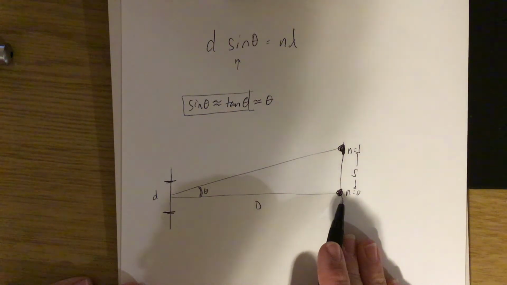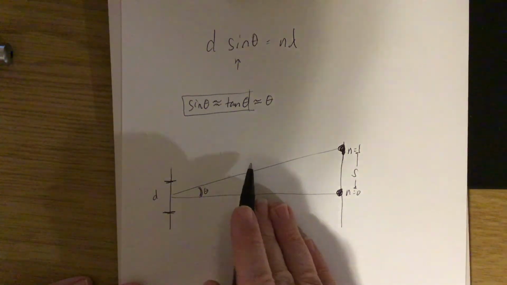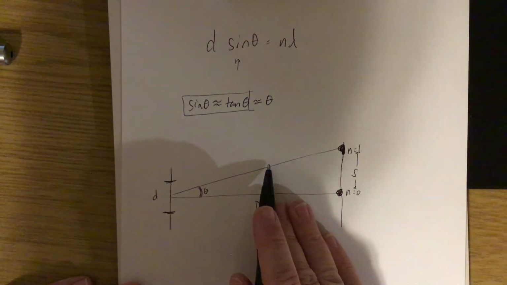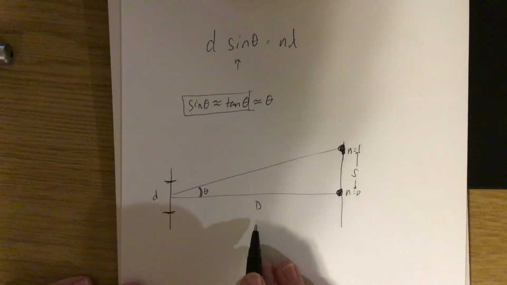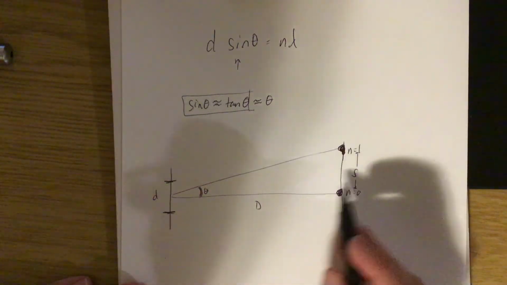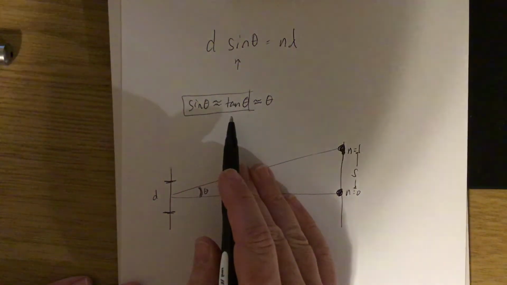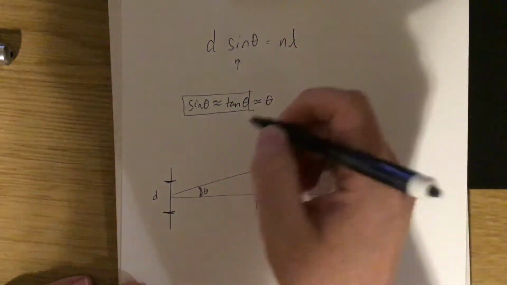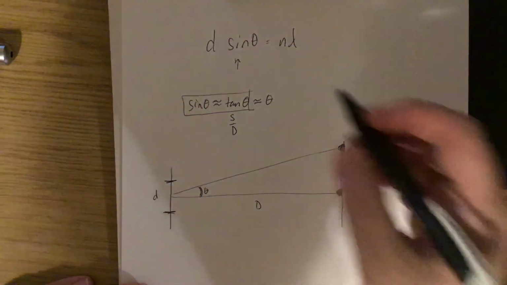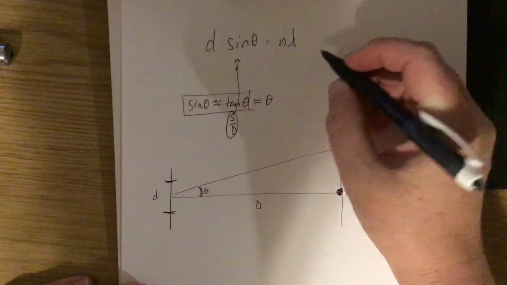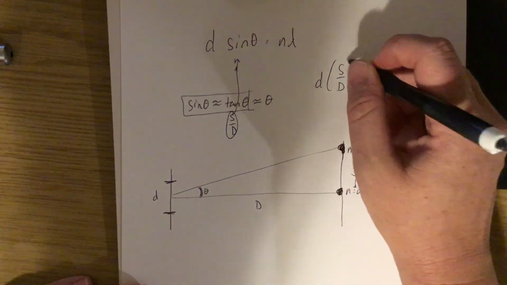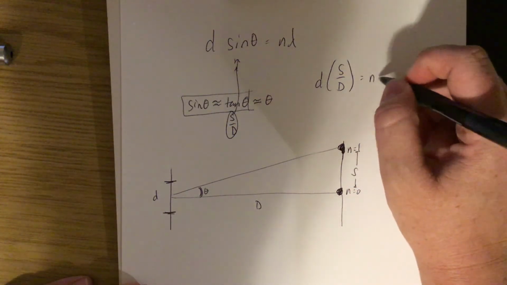And so if we say that sine theta, which would be opposite over hypotenuse, is equivalent or very close to tangent theta, which would be opposite over adjacent, then these two would be the same. And instead of saying sine theta, we can say tangent theta. Well, to measure out the tangent theta, this is big S over big D. And so now we can take this and put it in for our sine theta, and we can say little d times S over big D is equal to n times lambda.